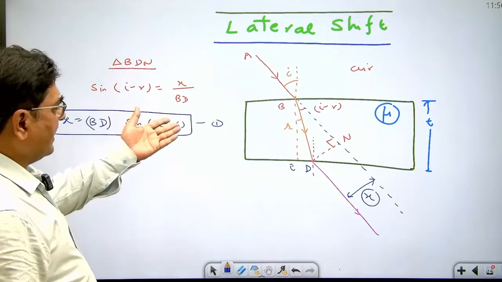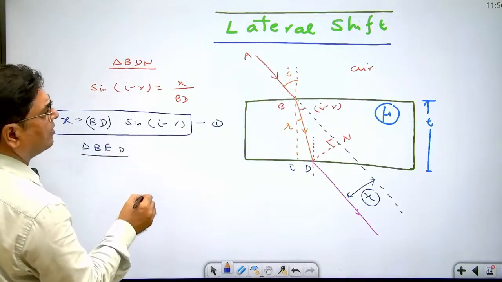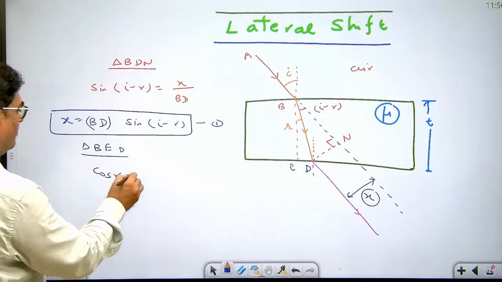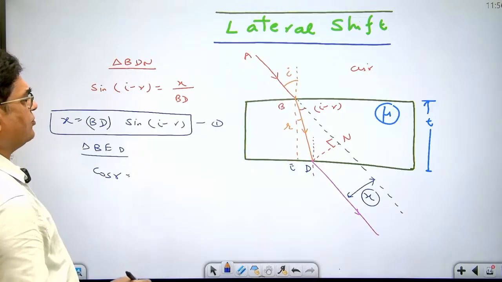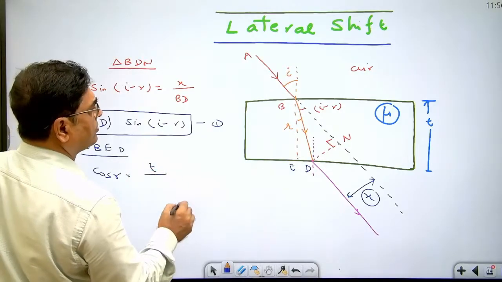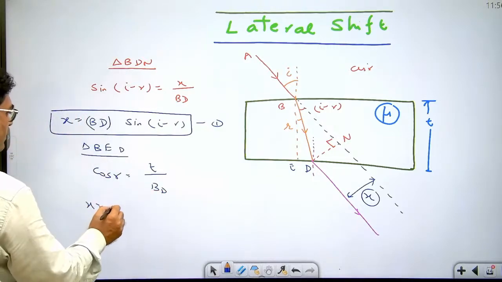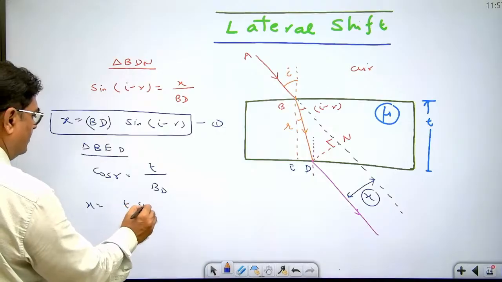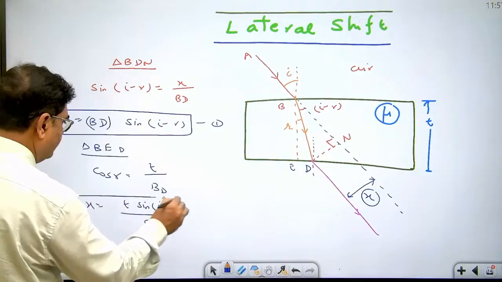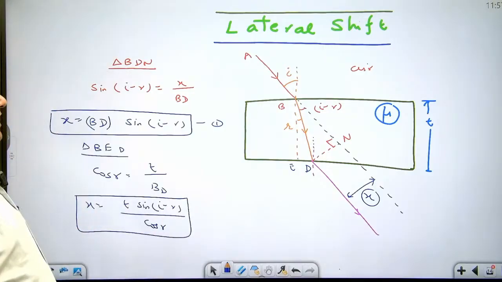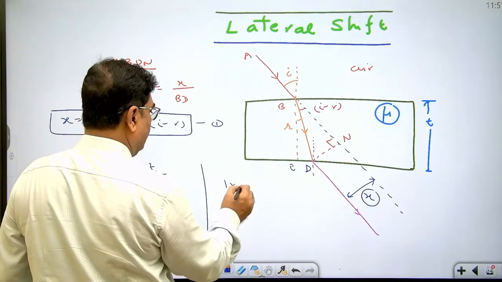Now let's see triangle BED. What is cos r? Cos r equals T upon BD. So substitute this value of BD here. x equals T sin(i minus r) upon cos r. When the angle of incidence is small, you can apply Snell's law here.